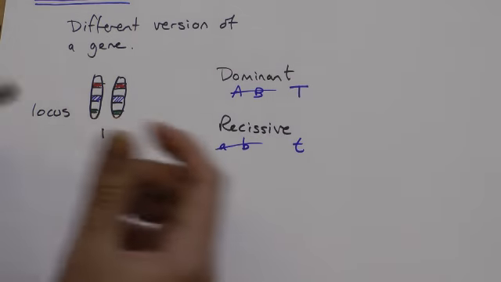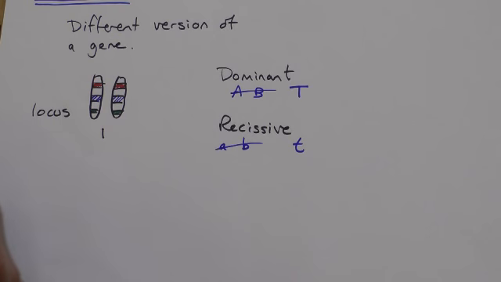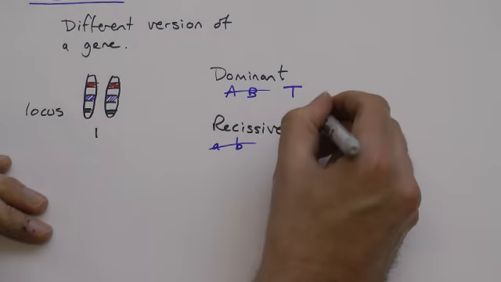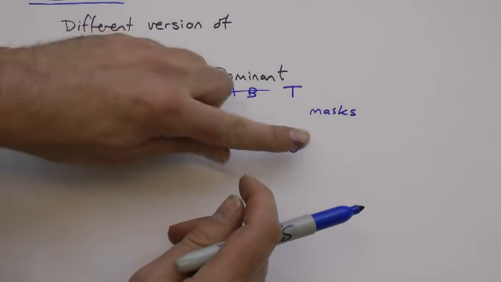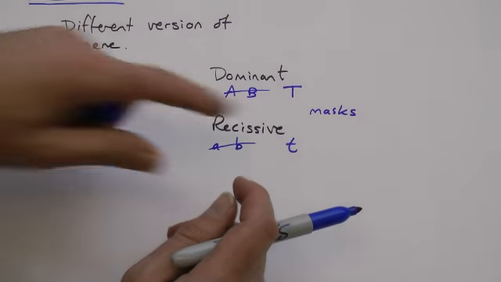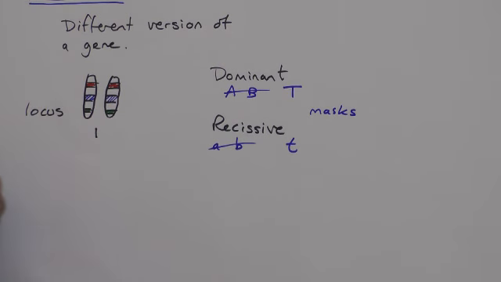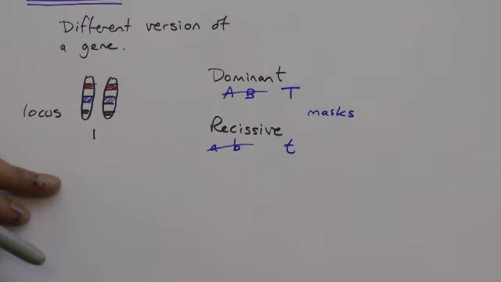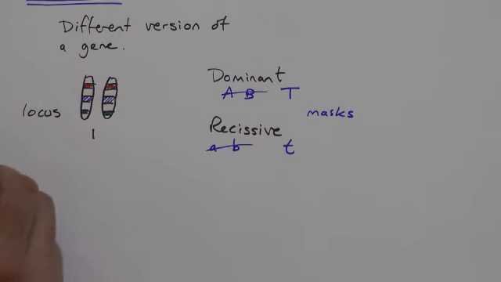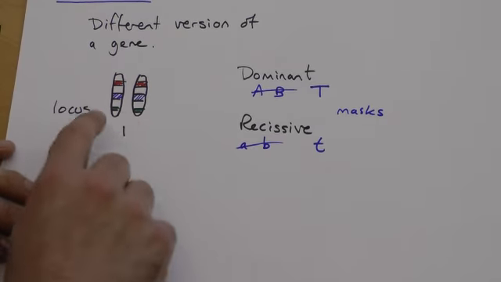Dominant: try not to use the word stronger or more powerful. It's got the wrong kind of implication. What we can say is if a dominant allele is present, it masks the effect of the recessive allele. It hides it. Okay? Don't talk about it overpowering or being stronger. The dominant allele masks the effect of the recessive one.